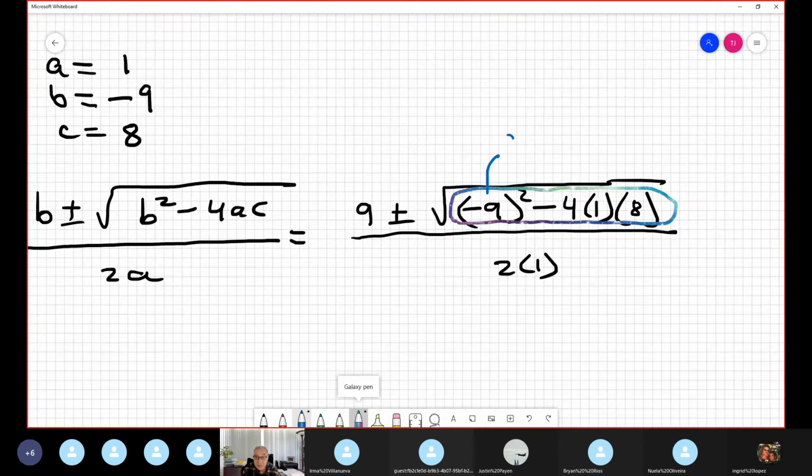81, positive, minus 32. Okay, the multiplication 4 times 8 is 32. 81 minus 32 is 49. Wow, I like that. And the square root of 49 is 7.